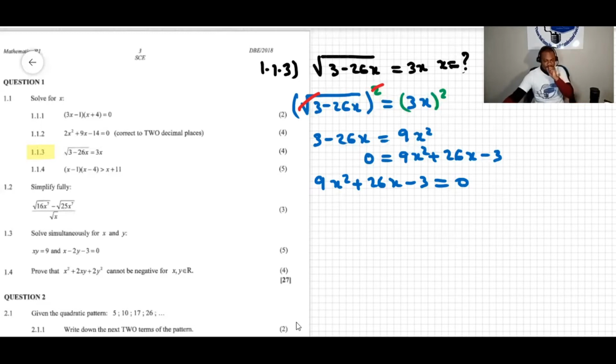Now, let's try to factorize this. This is how you factorize when you have a leading coefficient different than 1. We can do the first term multiplied by the last term, the coefficient of the first term multiplied by the constant term in the equation. So 9 times negative 3 will make negative 27, right?